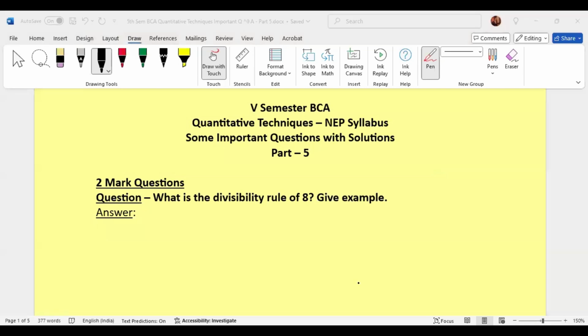Hello, everyone. This is in continuation to our subject Quantitative Techniques, which is based on NEP syllabus. We will be seeing some more important questions in this fifth part.